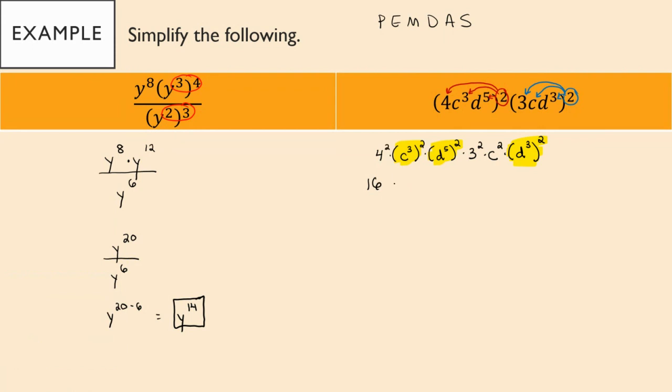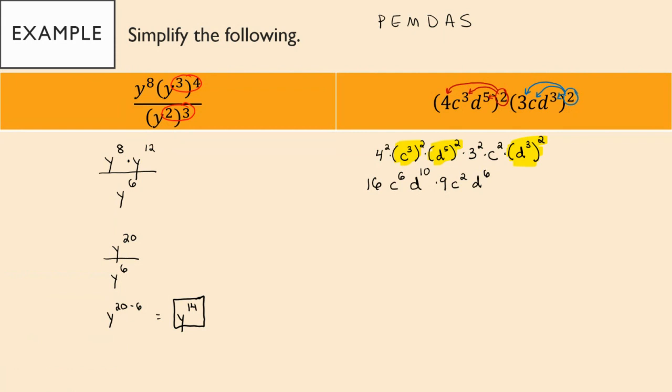Then I have C, and you multiply 3 times 2, so that's going to be a 6. Then on the D, 5 times 2 is 10. Now I have 3 squared, so that's 9. I have my C squared, and then on my D, 3 times 2 is 6. So that's going to be D to the 6. So now, order of operations, I've done the exponent step.